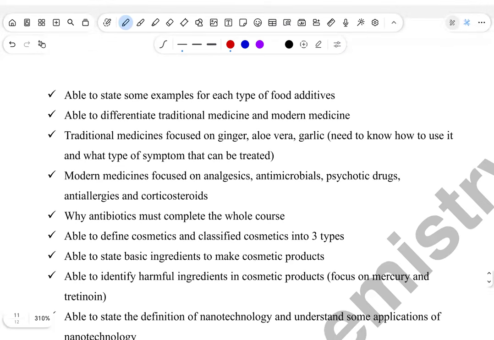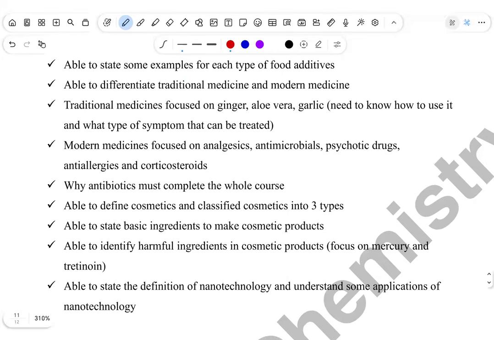Okay. There are some harmful ingredients in cosmetics; focus on mercury and tretinoin. For mercury, what are the keywords we're looking for, everyone? Number one, kidney. Kidney or nervous system damage is mercury. Tretinoin is redness in the skin or peeling skin. The skin peels off: tretinoin.